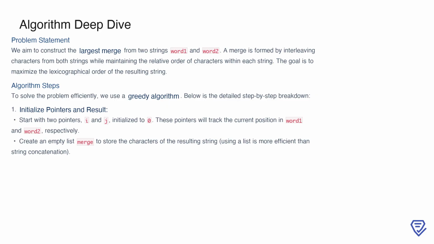Here's how it works. We start by initializing two pointers, i and j, both set to 0. These pointers will track our current positions in word 1 and word 2 as we build the merge. Additionally, we create an empty list called merge, which will store the characters of the result. Using a list is more efficient than directly concatenating strings repeatedly, as it avoids unnecessary overhead.